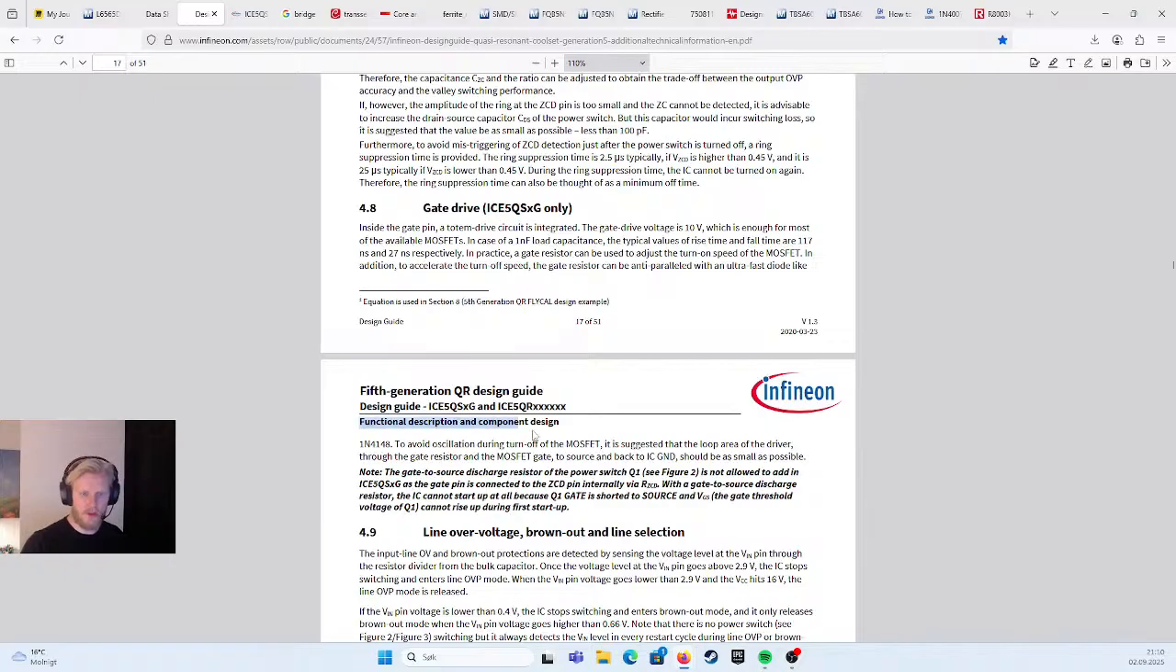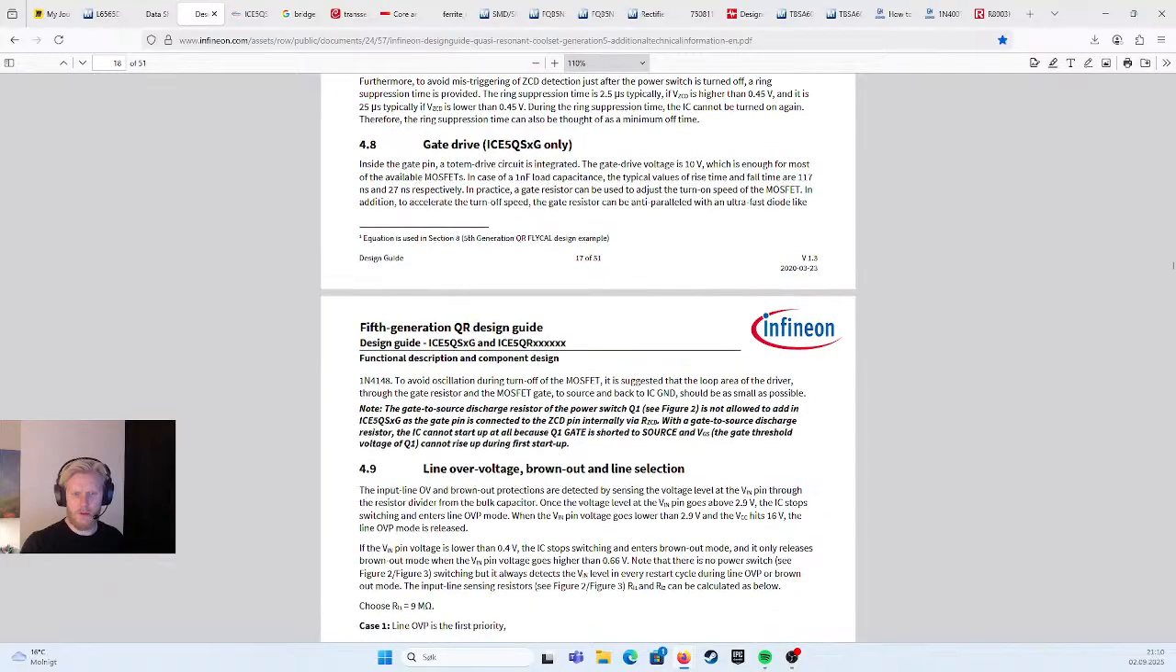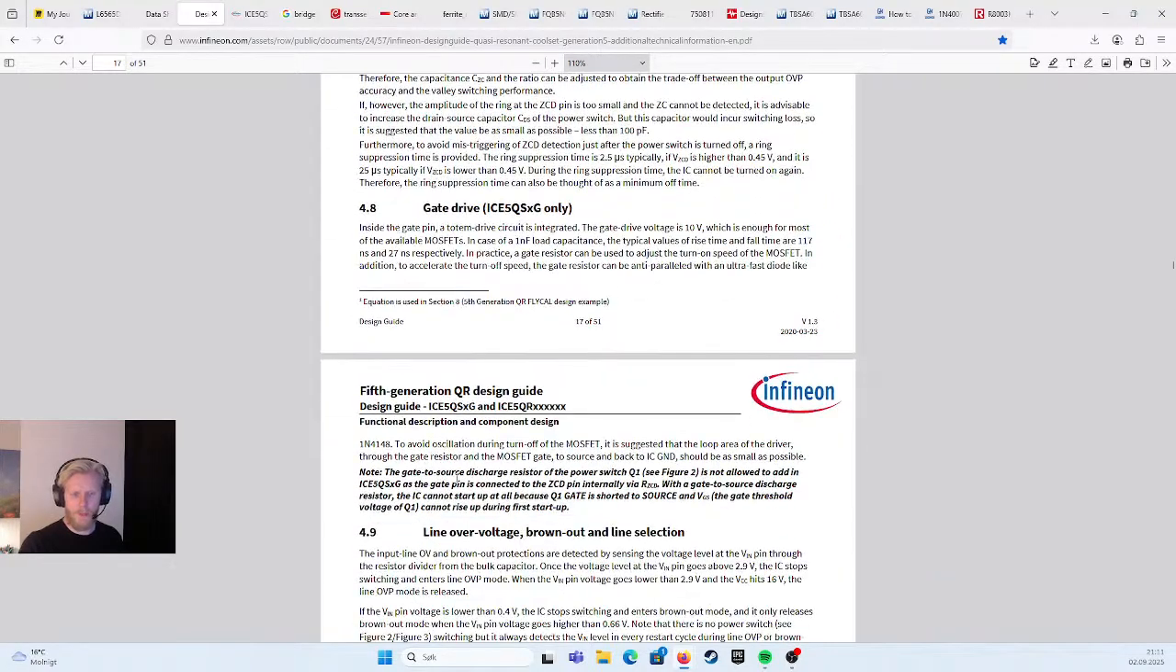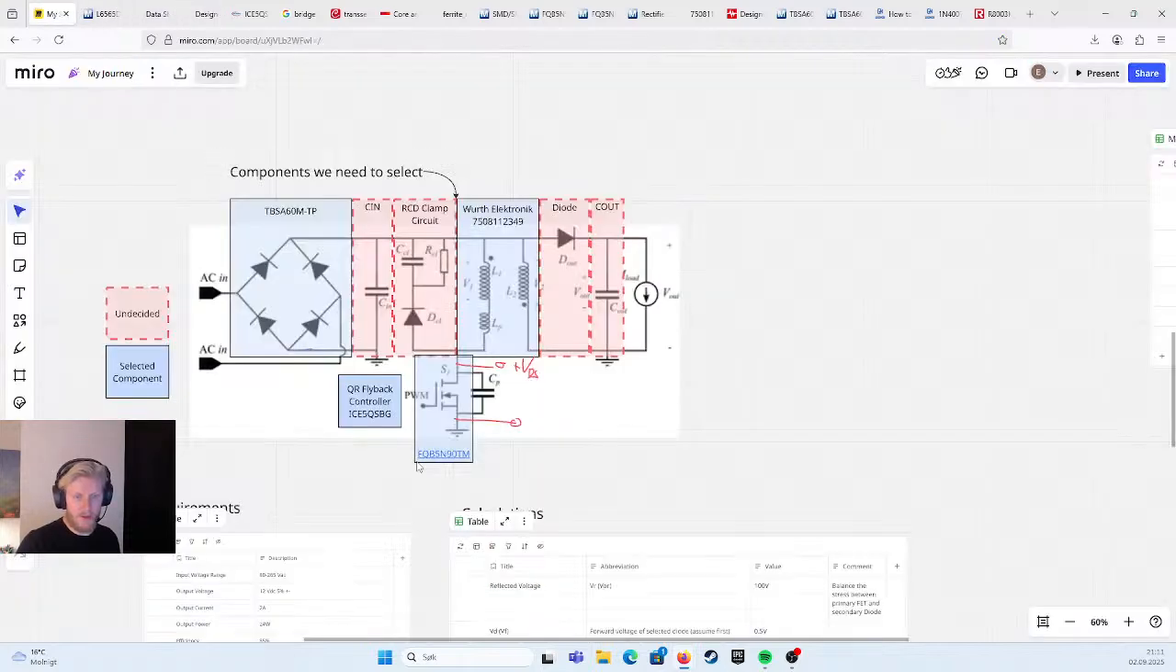Right, yeah, it says functional description and component design. Or wait. Oh, never mind. This is IC5QSX. Yeah.